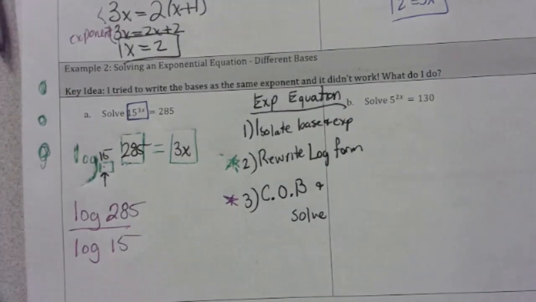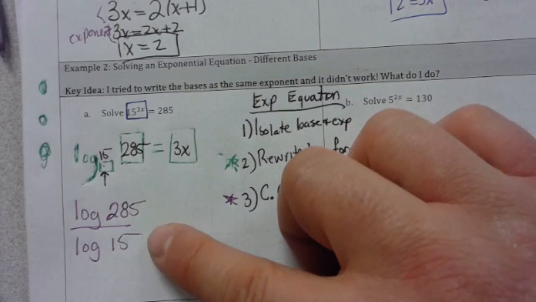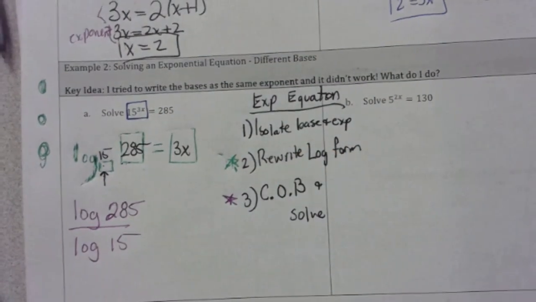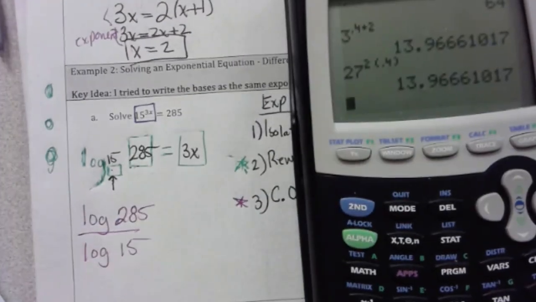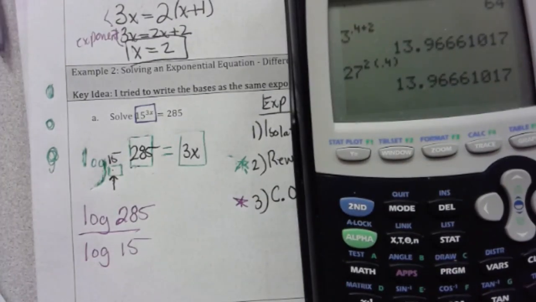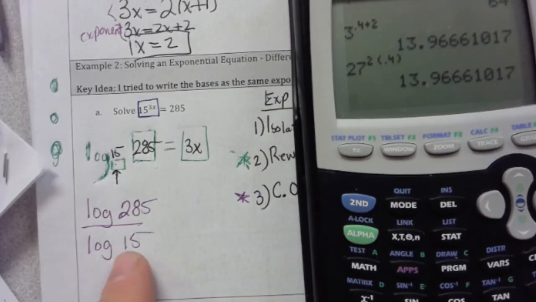Students, when I use this formula, recall it doesn't matter. I could use the natural log, the ln, or the log log. Both of them will give you the same answer. Pull out your calculator, please. Can you put this into the calculator? Essentially what this is saying is 15 to what power is 285?